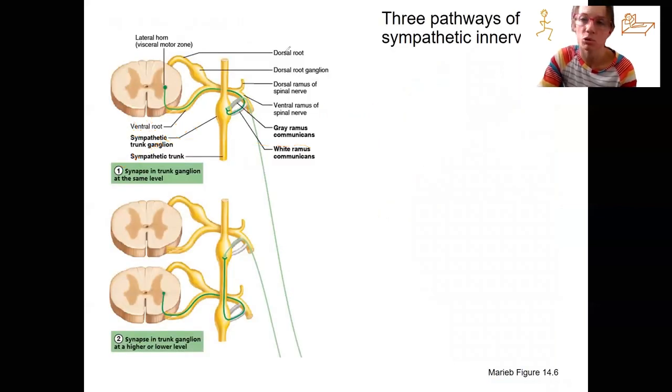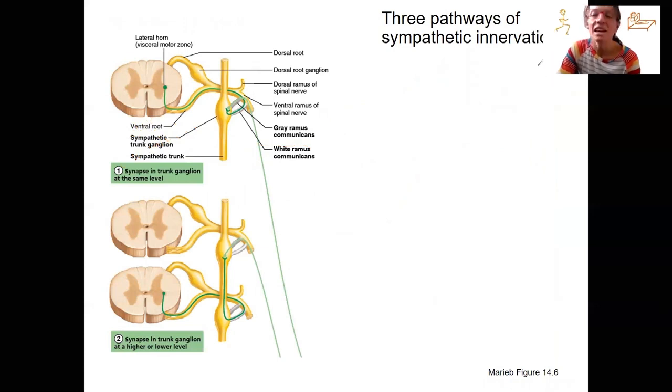I want you to have more conceptual understanding, kind of like for the nerve plexuses, in terms of that it's complicated. So the main idea is this top one here is what I just drew for you. Another image of that neuron axon coming out, going through the white communicans, then the gray to then go out into the body.